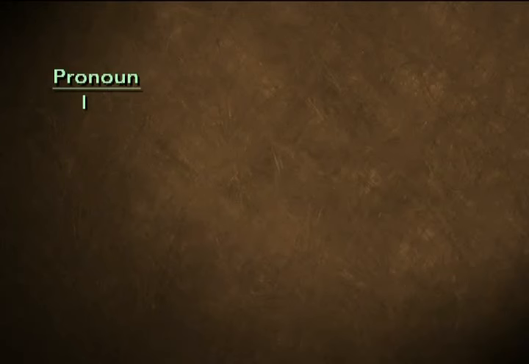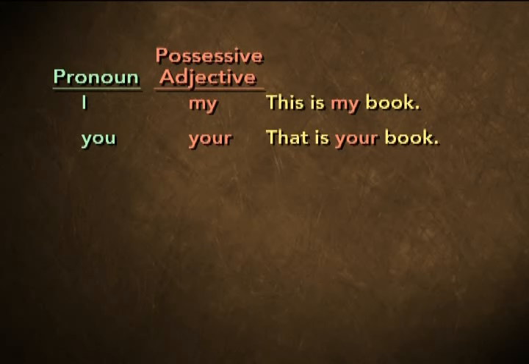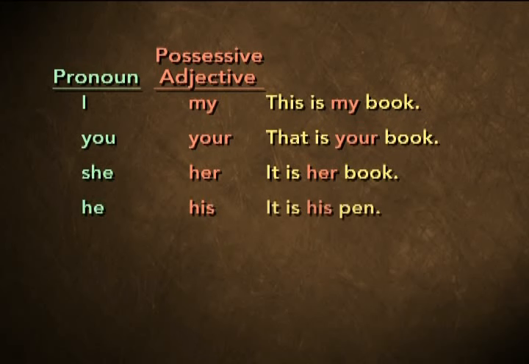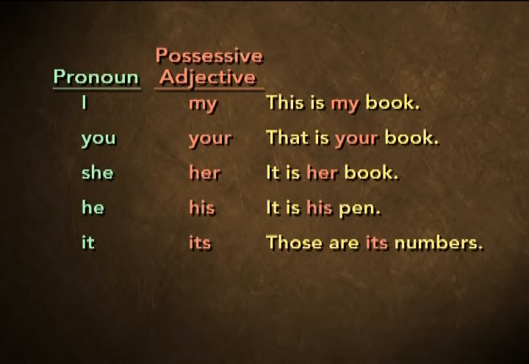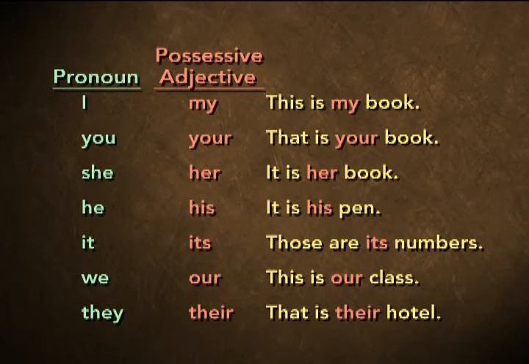Here are some more examples. I and my. This is my book. You and your. That is your book. She and her. It is her book. It's her pen. He and his. It is his pen. It and its, belonging to a thing, right? So those are its numbers when we talk about a clock, or those are its hands when we talk about a clock. We and our, this is our class. And they and their. That is their hotel. Okay?